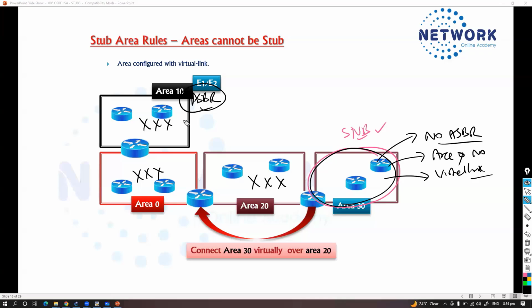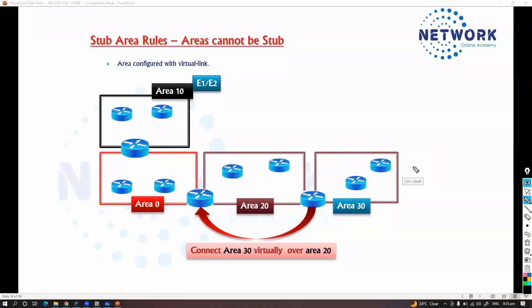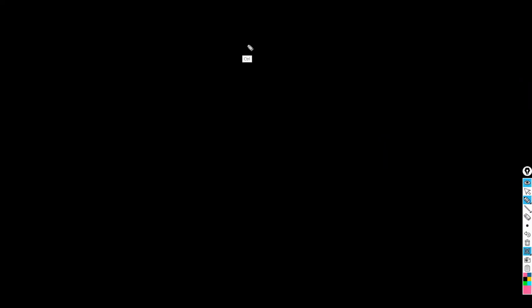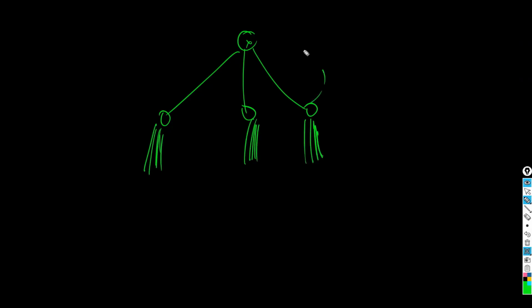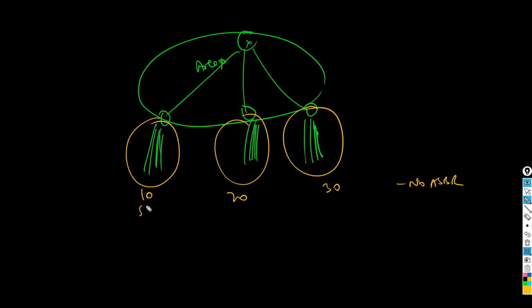But again, in terms of a production network, you might have many other areas you can make stubs, because you might not be redistributing everywhere. Normally in production designs, if I quickly draw a simple example here, generally you have a hierarchical design. Let's say you have a head office connecting to branch offices, and then some small branch offices here. And we have area 0, the backbone area. Then we have area 10, area 20, and area 30. As long as in these three areas there is no ASBR, then I can make them stubs.